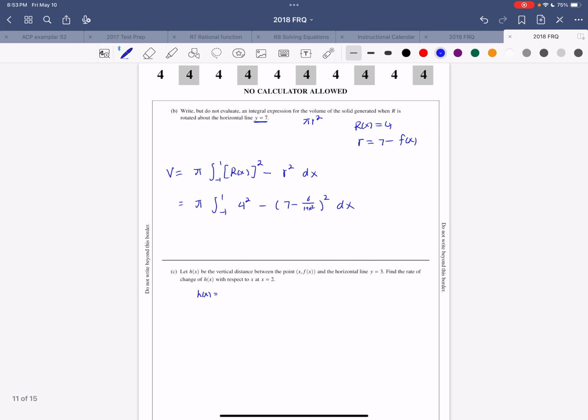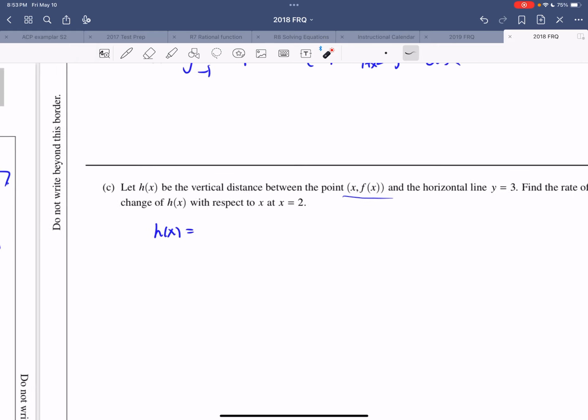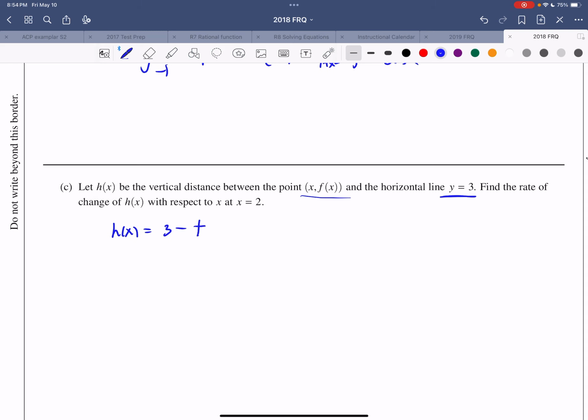Wait, what does the question say? h is the vertical distance between this and f of x. It's the distance between this and this, right? So it's going to be, with y equals 3, I will just write down 3 minus f of x. Vertical distance from y to 3. So that's nothing but 3 minus 6 over 1 plus x squared, okay?